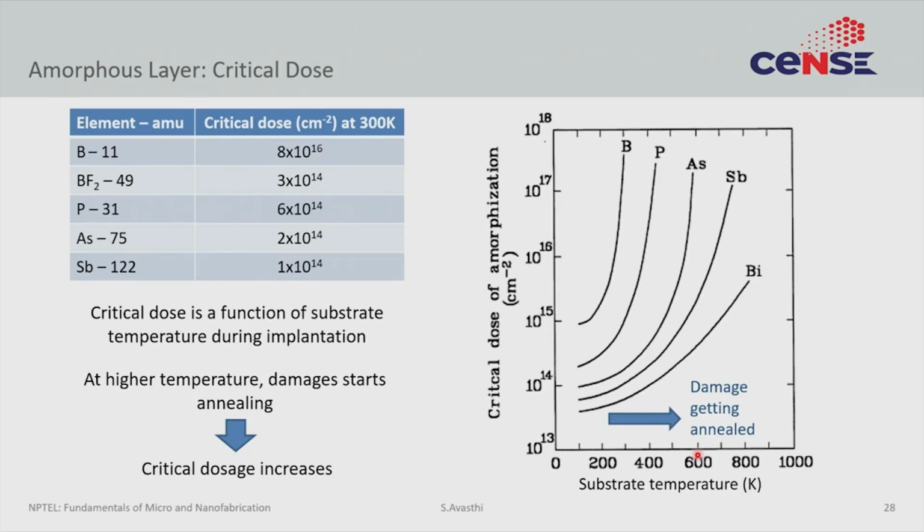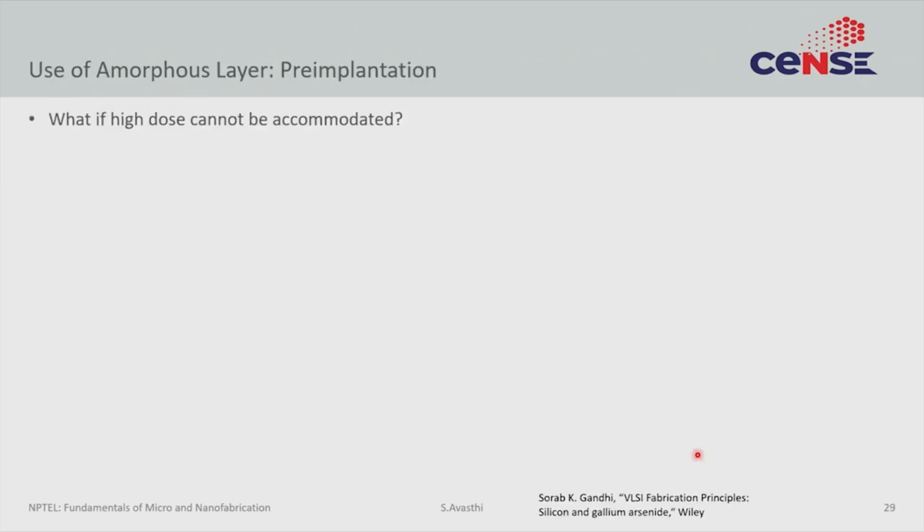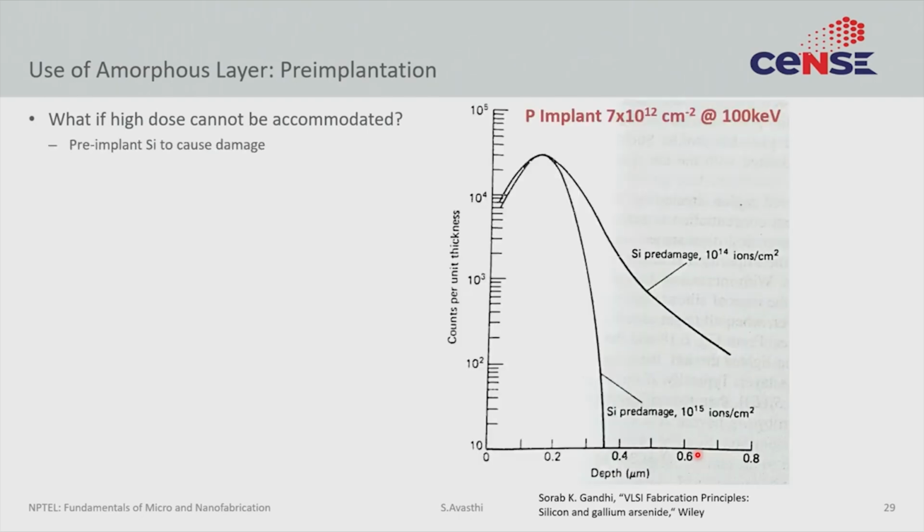The second thing that sometimes people do, if you cannot do high implant, is to do pre-amorphization. And what can you use to do pre-amorphization? Well, you can just do silicon implant. So, you can do a silicon implant in silicon to create damage, and then do an implant after that of whatever atom you want to implant. So, here is an example where silicon damage was done using silicon. So, without silicon pre-damage, you get this sort of profile.